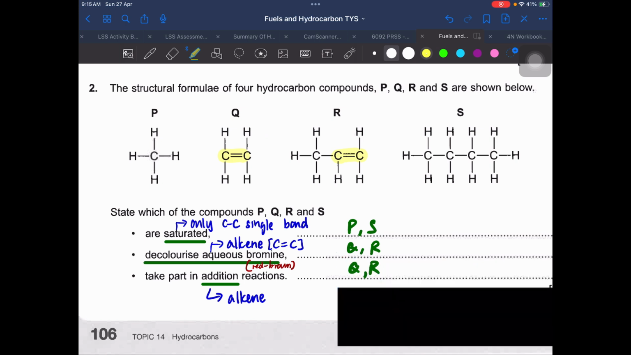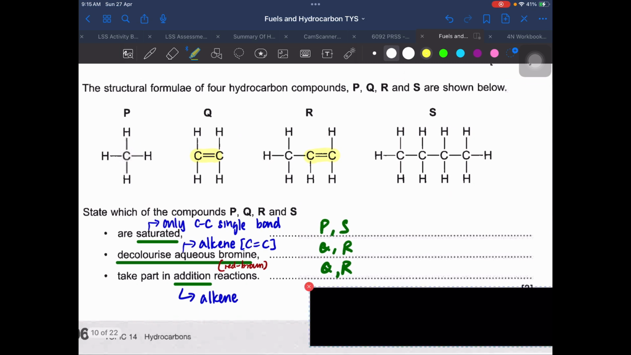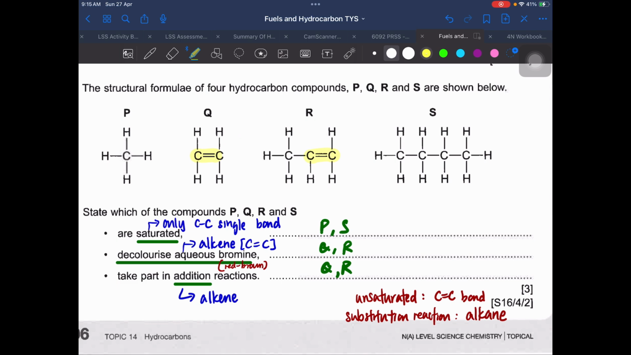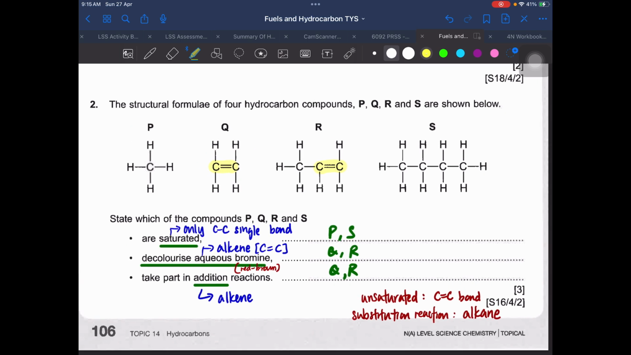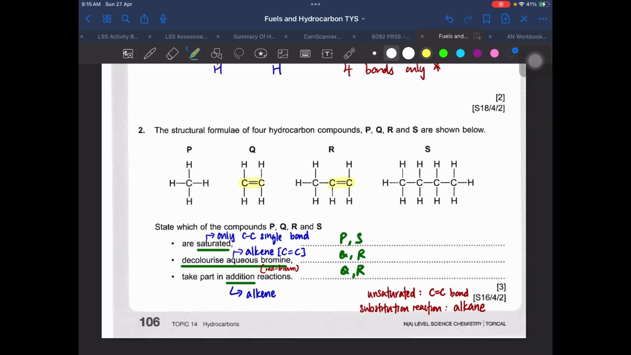So this is for the kind of things that you see over here, but the question can ask a lot of other things. For example, what if the question asks about unsaturated? Unsaturated would mean that there's a C=C double bond. What if the question asks about substitution reaction? There are 2 types that you learn, addition and substitution. The substitution will be for alkanes only. So you can see that as you learn about the chapter, you need to be prepared to understand the meaning of saturated, unsaturated, addition, substitution, and know what kind of chemicals you're looking at. Alright, and then we'll move on to the next page.